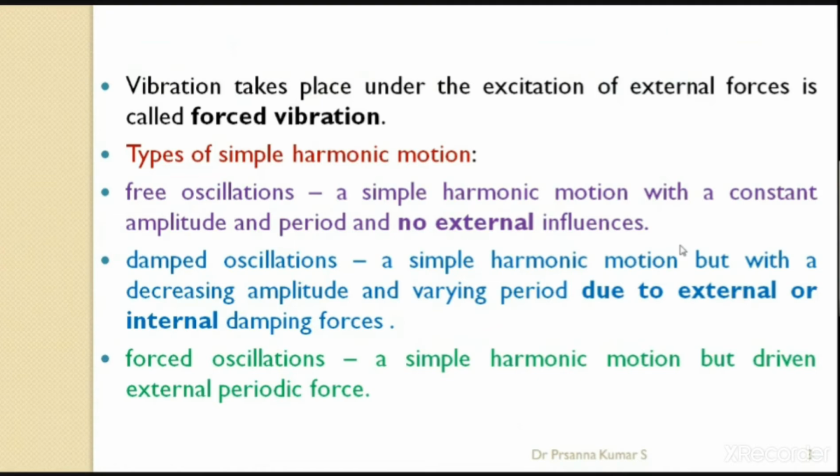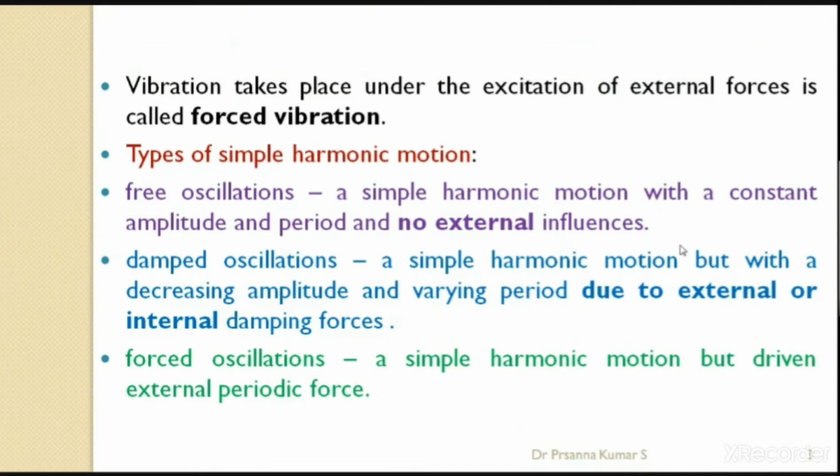Damped oscillations undergo simple harmonic motion with a decrease in amplitude and varying period due to external or internal damping forces. What is the difference with respect to free oscillations? Free oscillations undergo simple harmonic motion with constant amplitude and period and no external influences. If these oscillations undergo an external influence or internal damping forces, then their amplitude keeps on decreasing, and also the period. So such oscillations are damped oscillations.